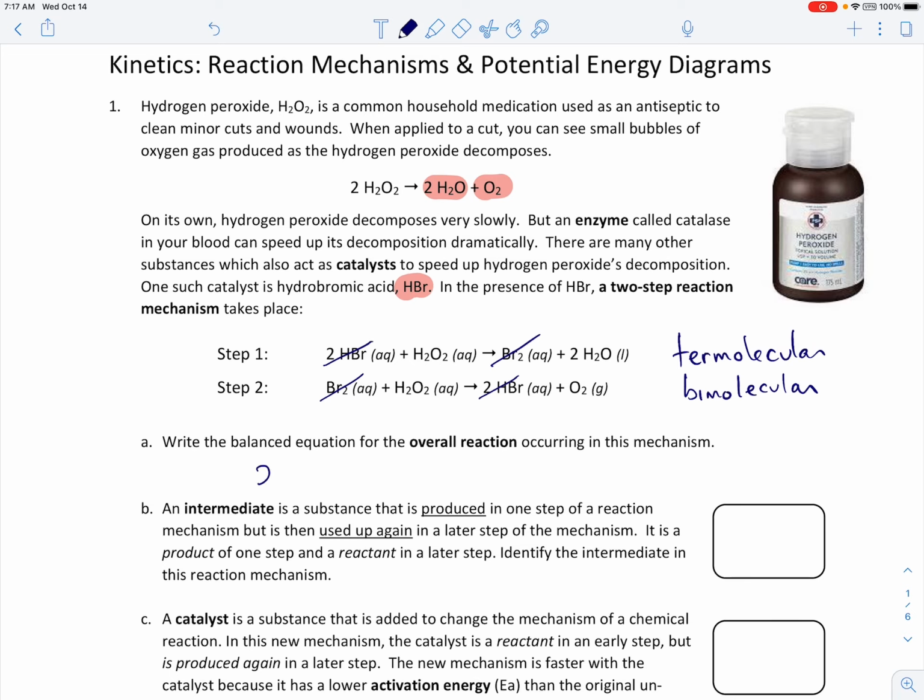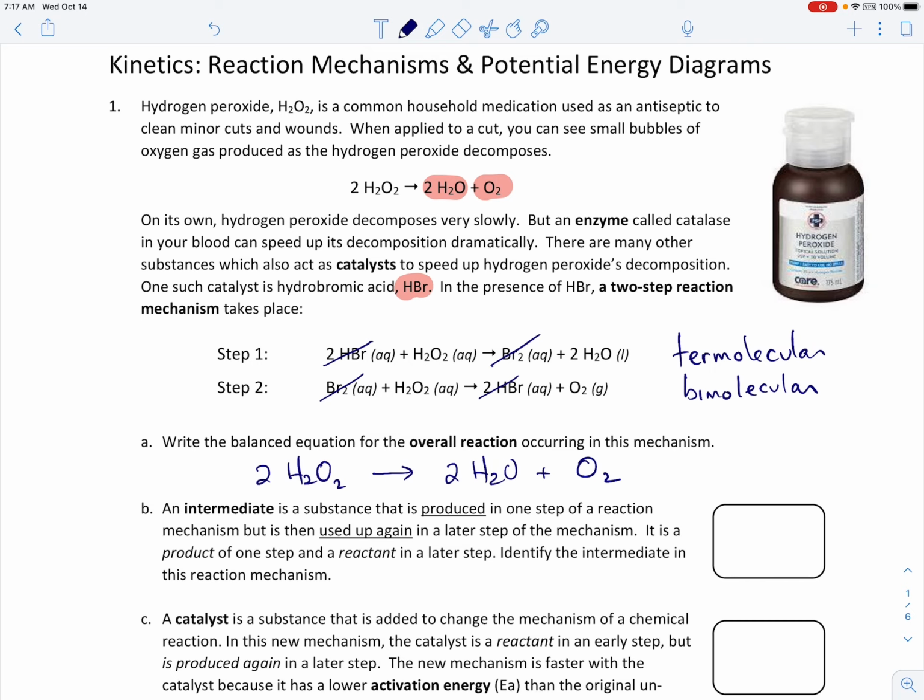So in this case, there'd be two H2O2 molecules, the one from the first step and the one from the second step, and they are producing two water molecules and one oxygen molecule. And you'll notice that that is the same as the original balanced equation at the top of the page.